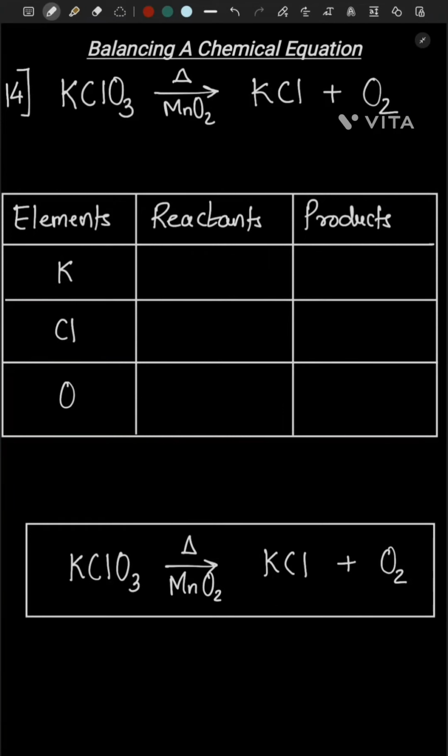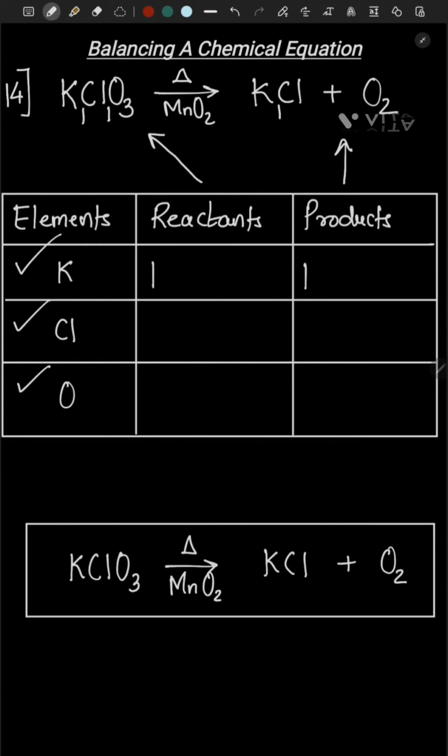Moving on to the next chemical equation, where we have potassium chlorate, which is heated to a certain temperature in the presence of a catalyst, manganese dioxide, which results in KCl, potassium chloride, and oxygen gas is evolved. Let's write the elements involved in it. We have potassium as K, the second element as chlorine, and the third one as oxygen. Let us see the number of atoms of each on the reactant as well as the product side. Potassium on the reactant side is 1, so I will write 1. On the product side it is 1, so I will write 1.